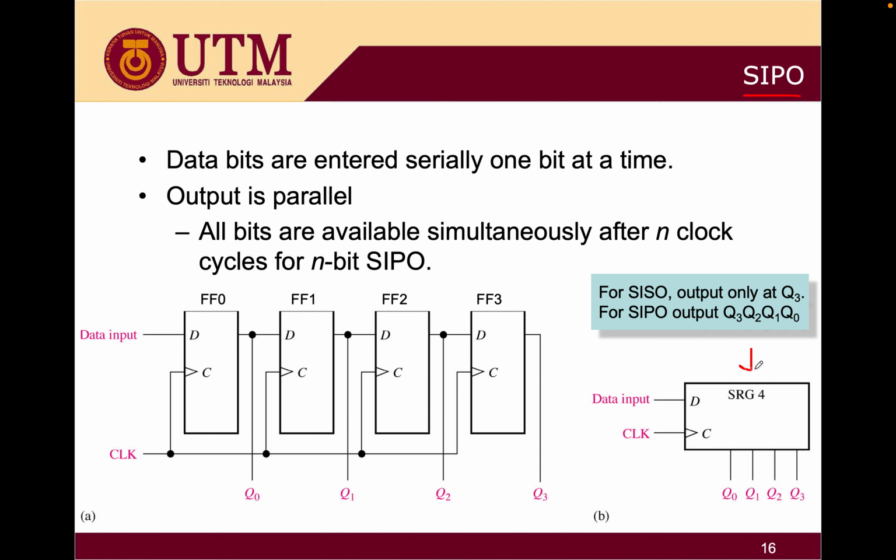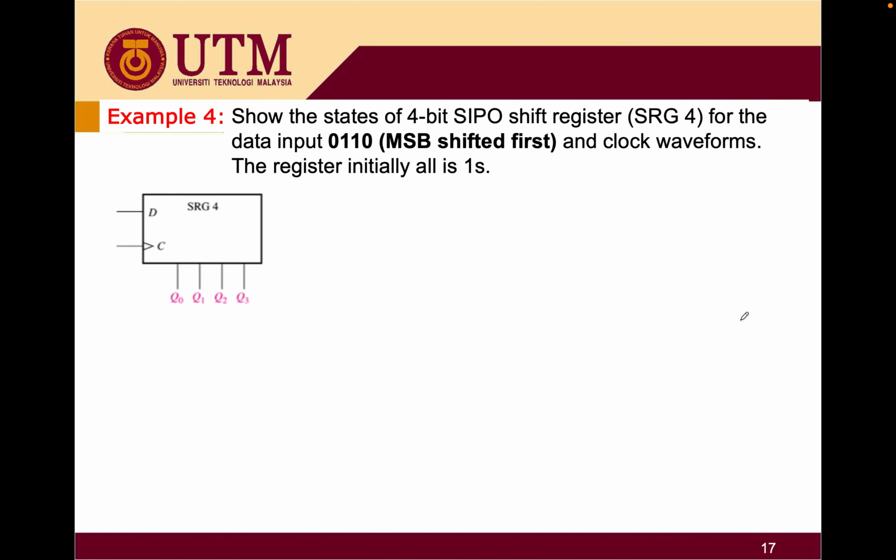Okay, this is the example of the block diagram. You can see here serial in and parallel out. Next, here is the example. It shows the stages of a 4 bit SIPO shift register. It's called SRG, serial register.